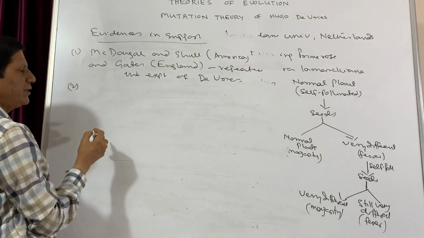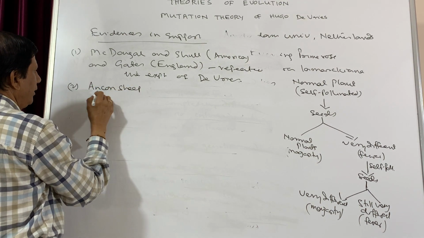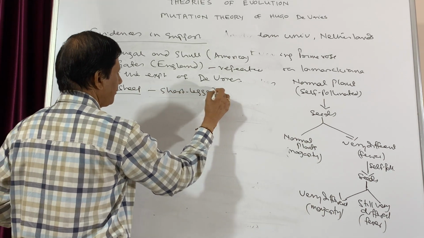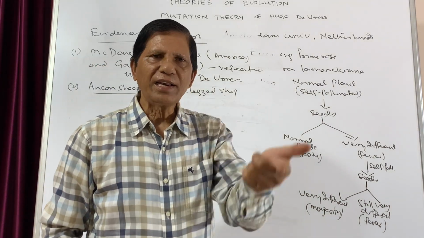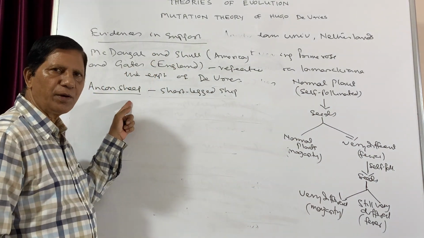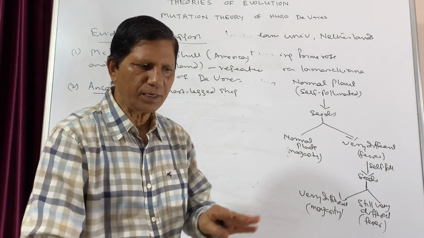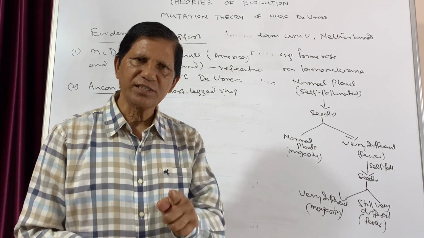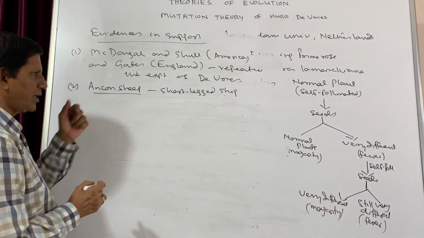Now the second evidence is Ancon sheep. This Ancon sheep is a short-legged sheep. From the long-legged sheep, as a result of a mutation, this Ancon breed of sheep has been evolved, and it is very useful to the farmers because they have short legs. They cannot jump even the smaller fences. So naturally it is very useful to the farmers, and the Ancon sheep has been obtained by a single mutation. So that is how the evolution has taken place.